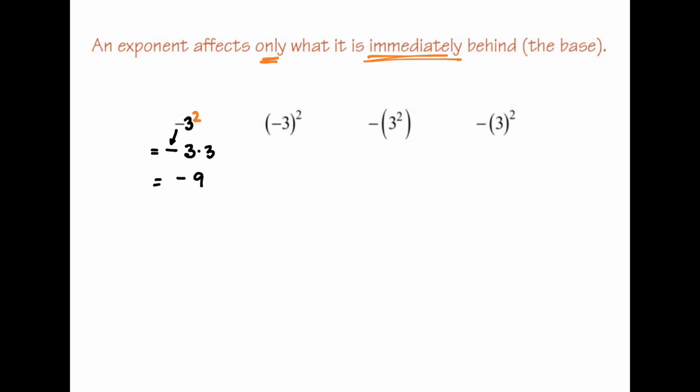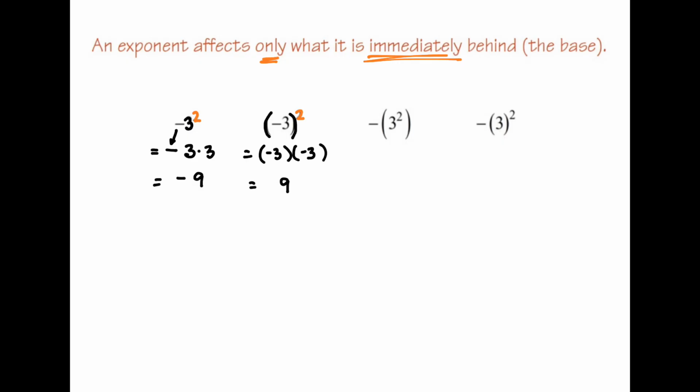Okay, now on this next one, the 2, the exponent, is immediately behind a parenthesis. Parentheses always come in pairs. So that means I have 2 sets of parentheses. And inside each of those parentheses is the negative 3 that we started with. Okay, so 3 times 3 is 9. Negative times negative is a positive.